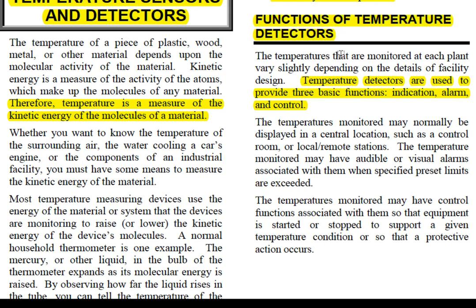All right, so here we get back to what I had spoken to you earlier about, the 3 functions of temperature detectors. 3 functions. Here they are. Number 1, indication, indicate what kind of temperature you have. Number 2, alarm, and number 3, control.